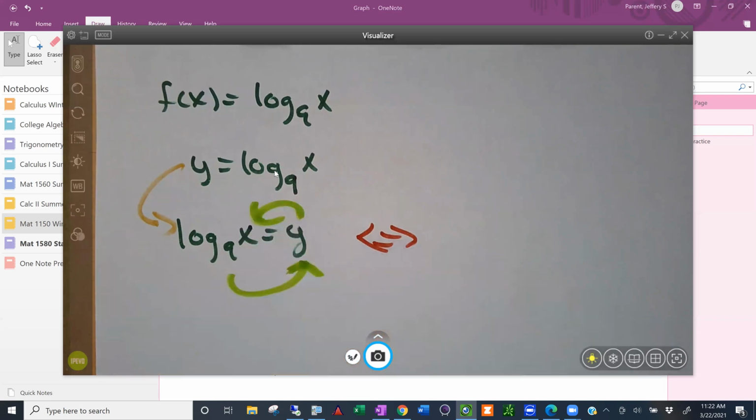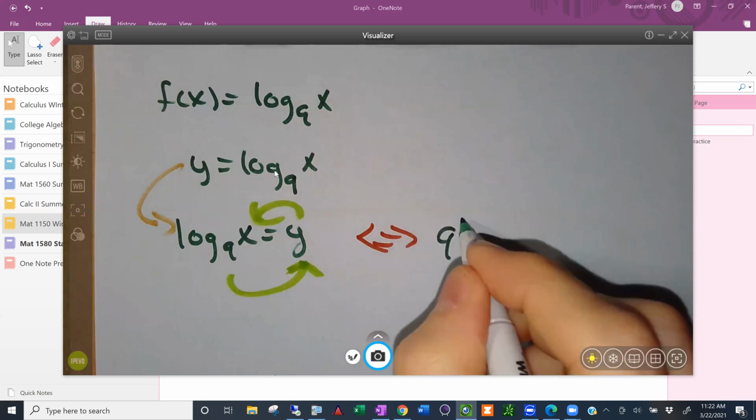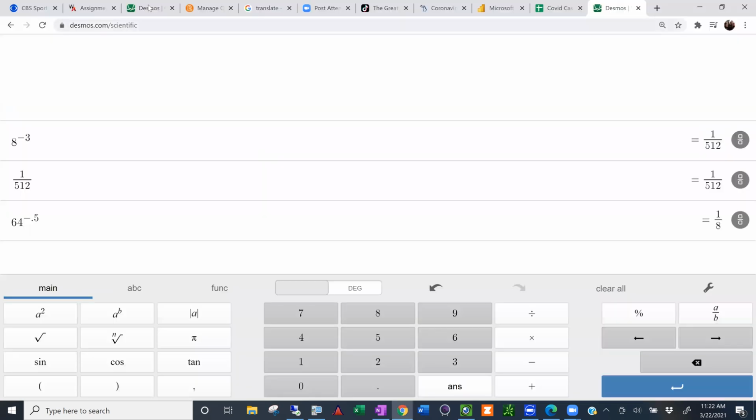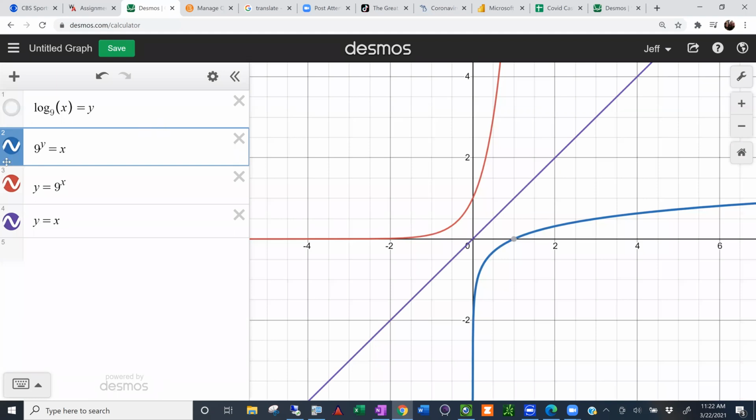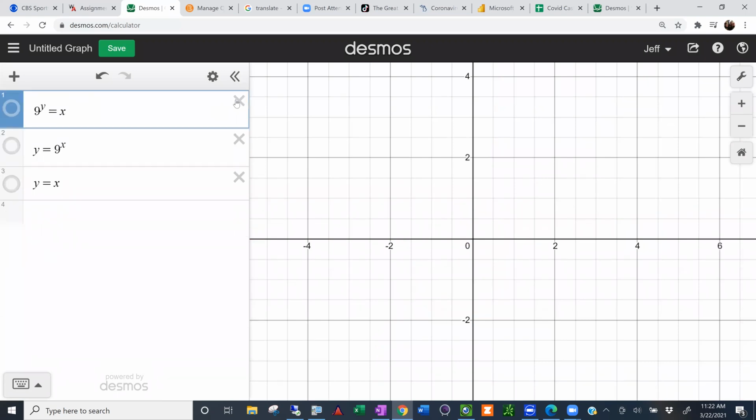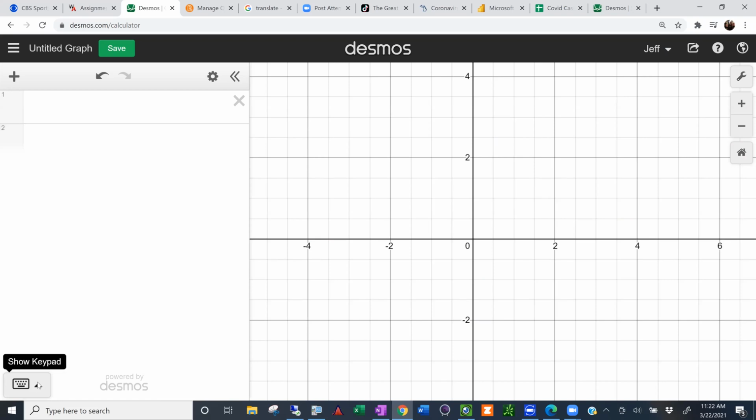9 to the power of y equals x. So let's write that down. 9 to the y power equals x. So cool. Let's work our way over to Desmos now and to the graphs. Let me just start all over here. You can plug this in directly if you wanted to graph, say, log base 9 of x, if you can remember the following sequence.